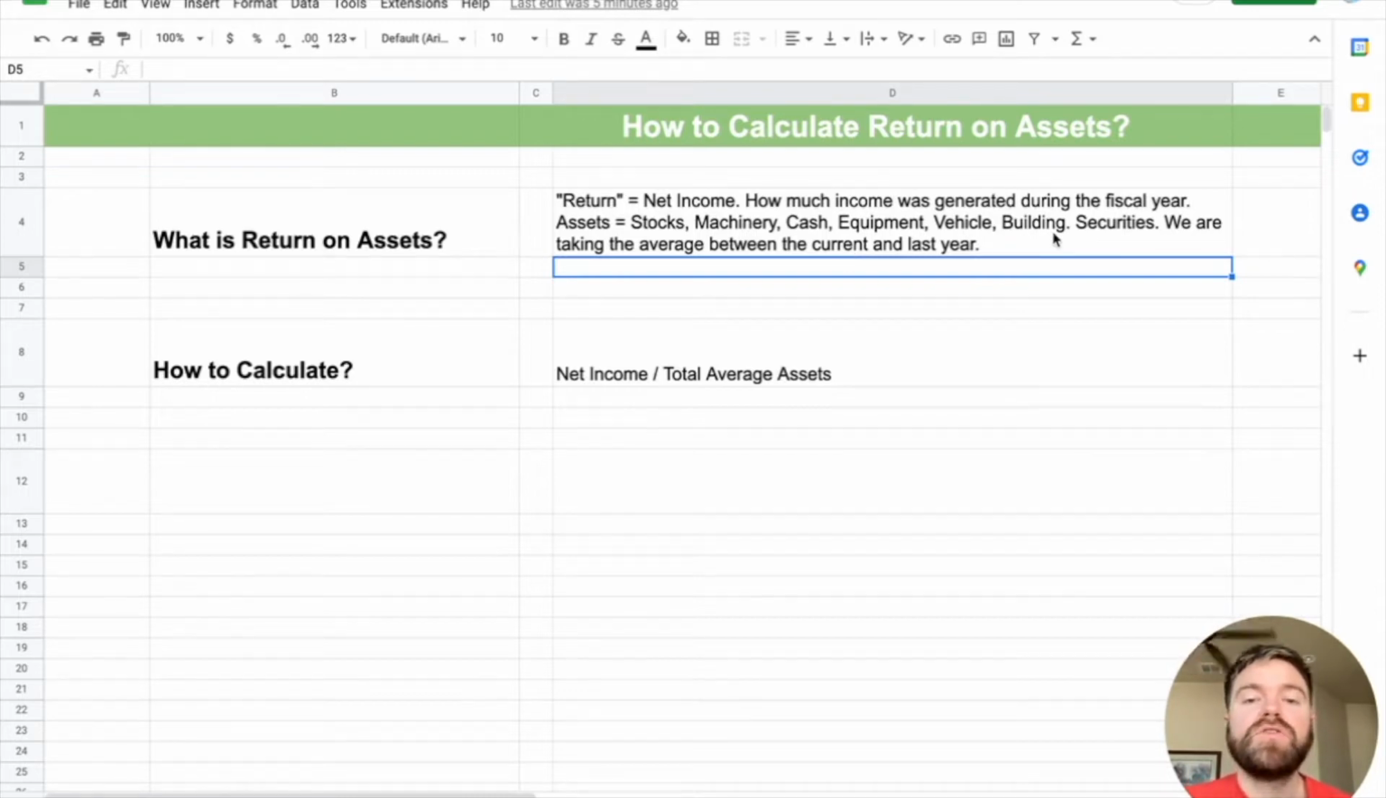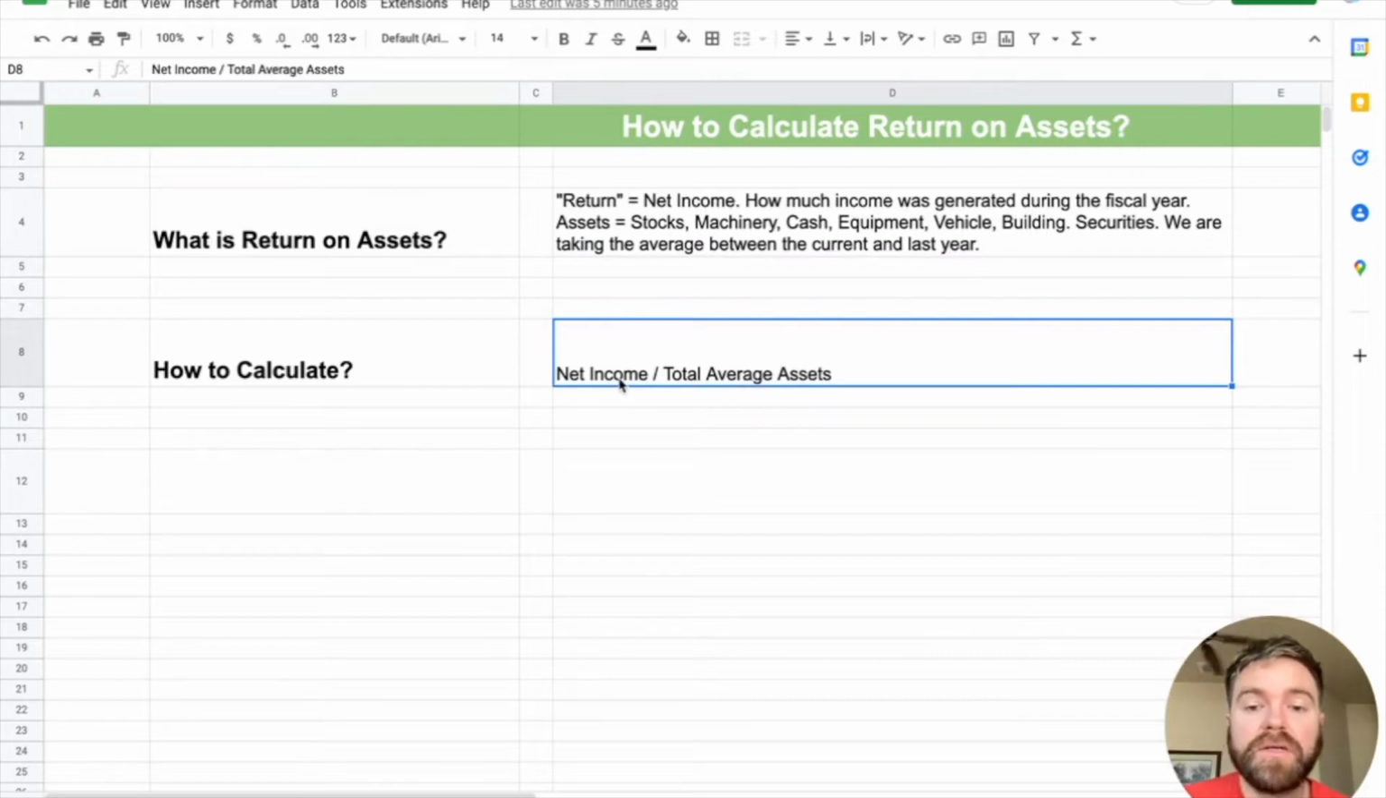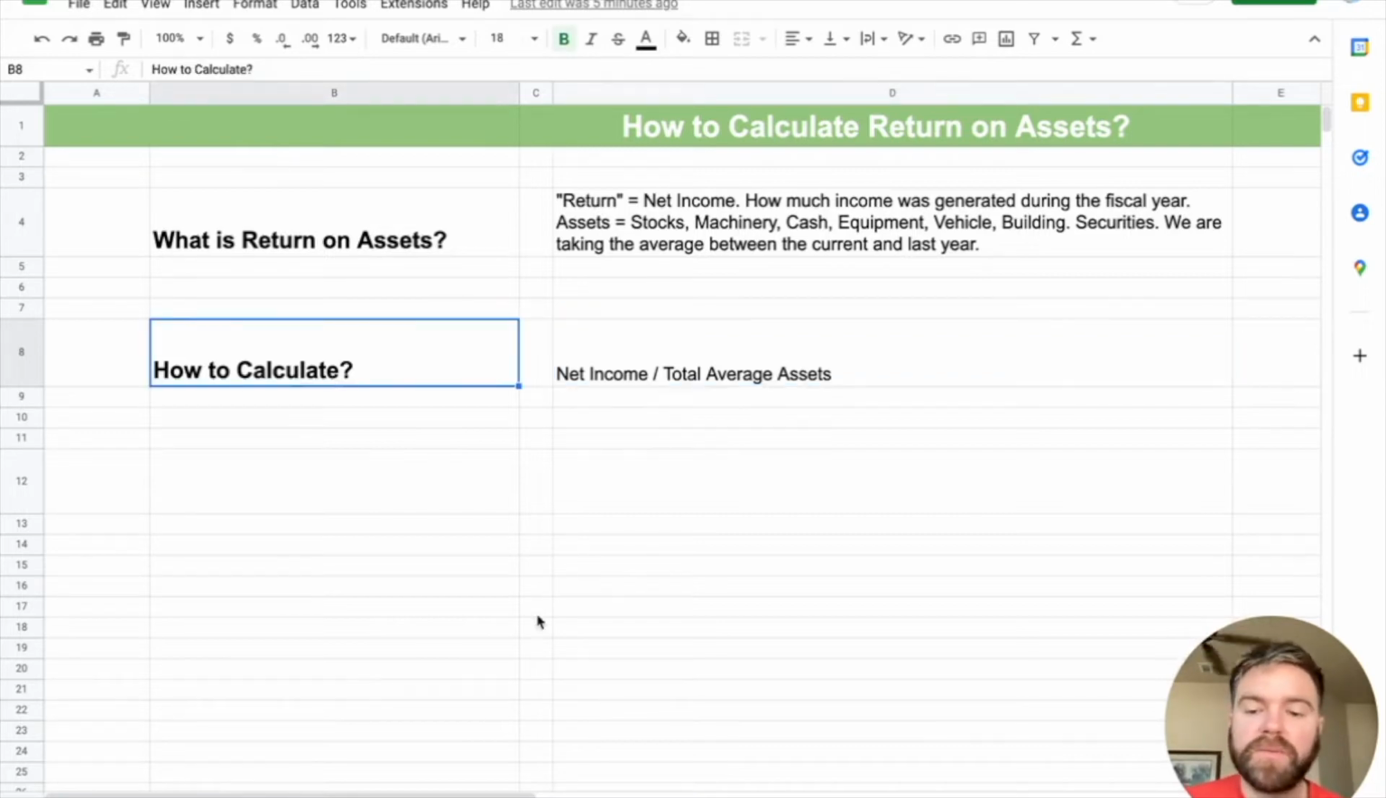So it's total assets. Now, the important part here is that it's total average assets. So we're going to have to actually average the last 2 years together, divided by 2, to get your average assets. And that's going to be on the bottom of the equation. On the top is going to be your net income. So that's really what return on assets is, and how to calculate it. Fairly simple. Let's jump into a problem here.